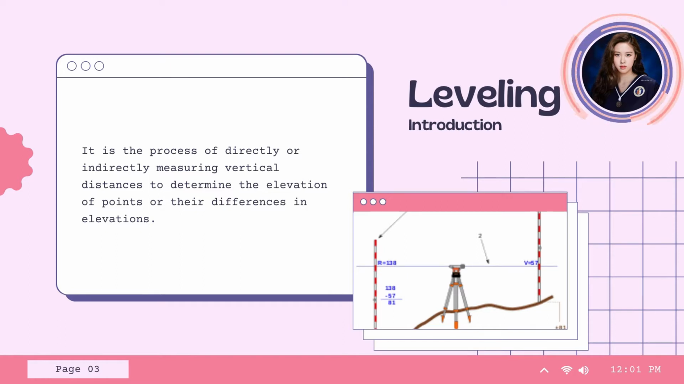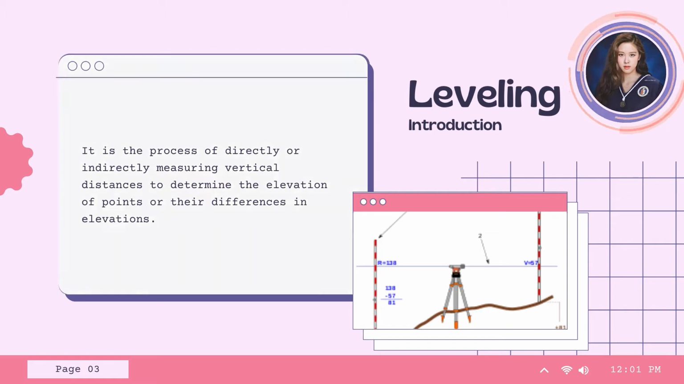So, leveling is the process of directly or indirectly measuring vertical distances to determine the elevation of points, or basically their differences in elevations. It is used in surveying to establish the elevation of a point relative to a datum, or to establish a point at a given elevation relative to a datum.